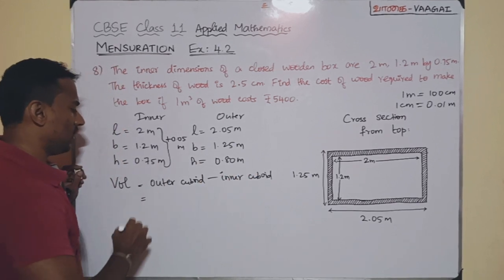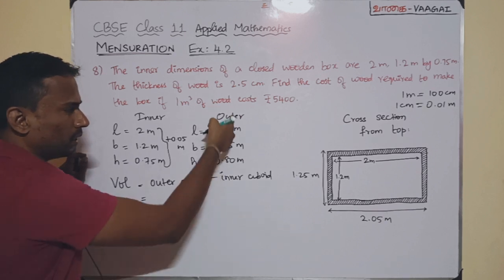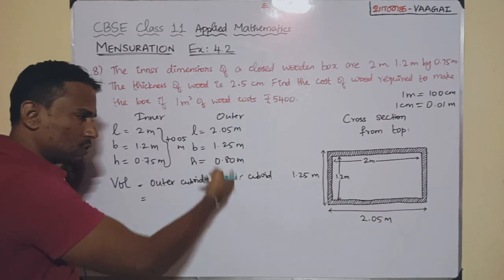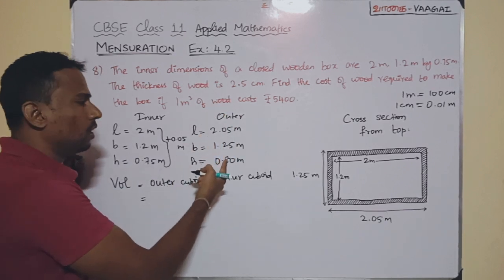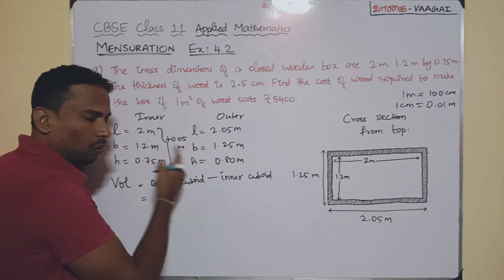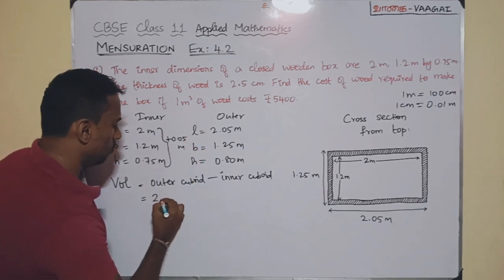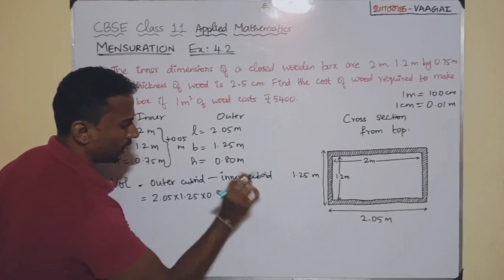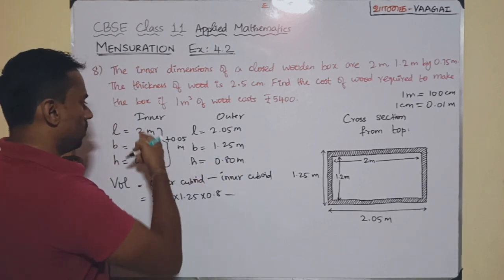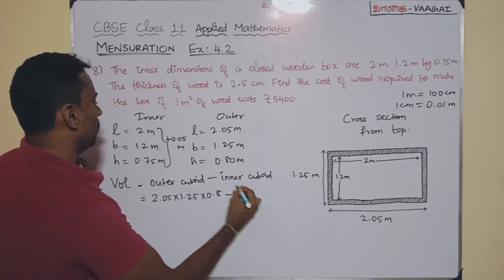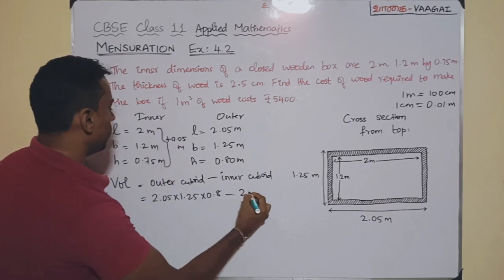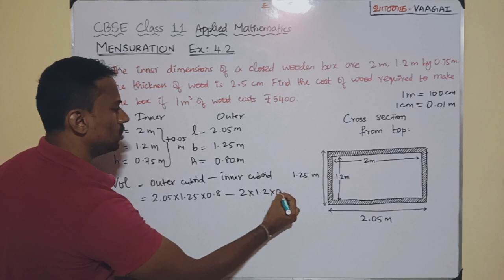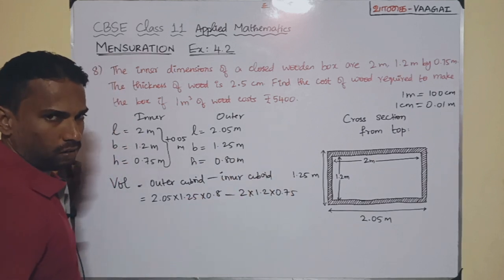So let's try to find this one. Outer cuboid volume will be nothing but I have to multiply these values. Because this is a cuboid, volume will be length into breadth into height. So I will be getting 2.05 into 1.25 into 0.8, minus, here we have the inner cuboid, length into breadth into height. Here I will be getting 2 into 1.2 into 0.75.